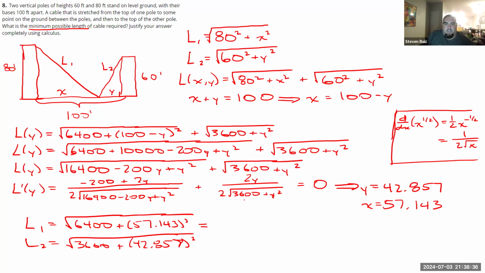So for this first length, I'm getting 98.3. And for the second length, I'm getting 73.7. So all told, the total length is going to be, I'll just call it lowercase l here, so about 172.0 feet.